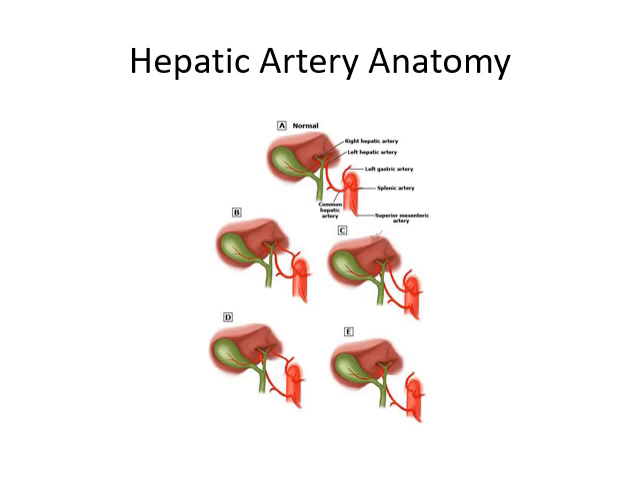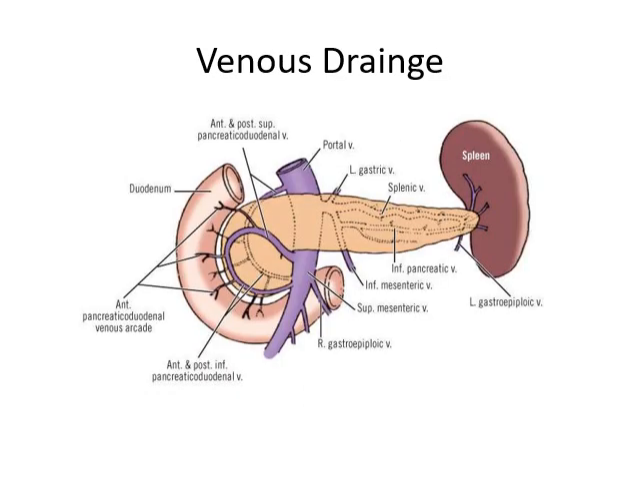So this hepatic artery anatomy variation is very important for all surgeons who will go for procedure. As regards the venous drainage of the pancreas, it is mainly through the portal vein and superior mesenteric vein.